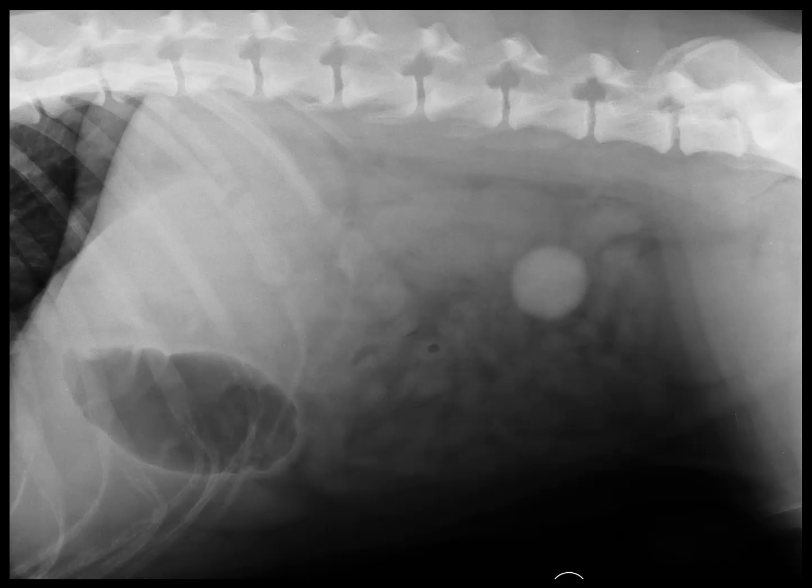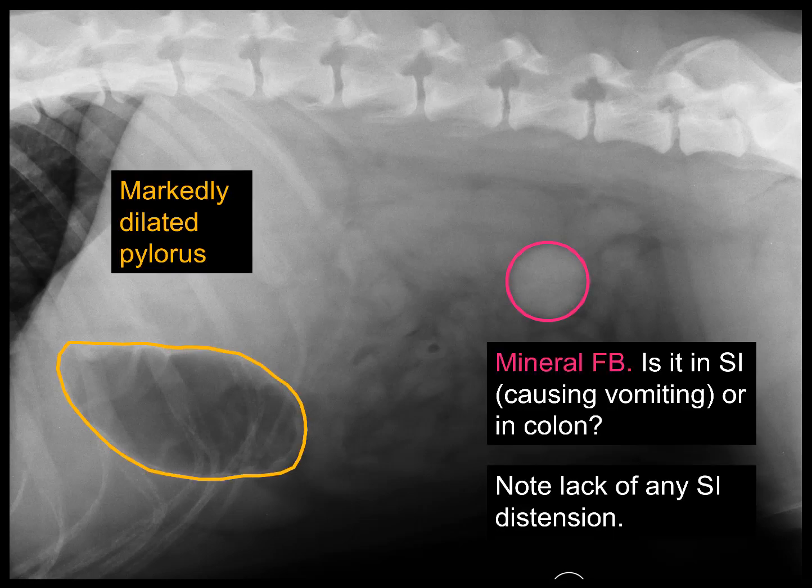So here, case example, we have a vomiting dog. There's some distension of the stomach. Here's the pylorus down here. And pretty readily we can see that there is some sort of round mineral opacity object, maybe some sort of ball in the abdomen. But it's not really clear where that ball is.